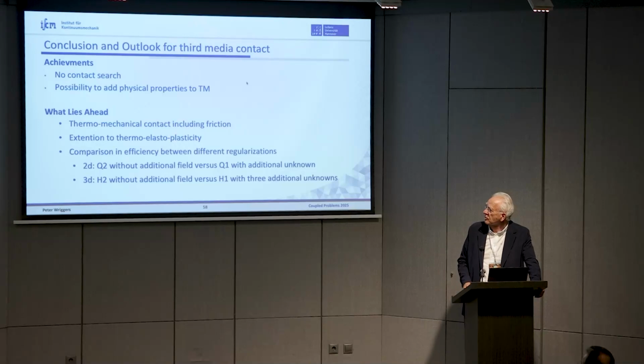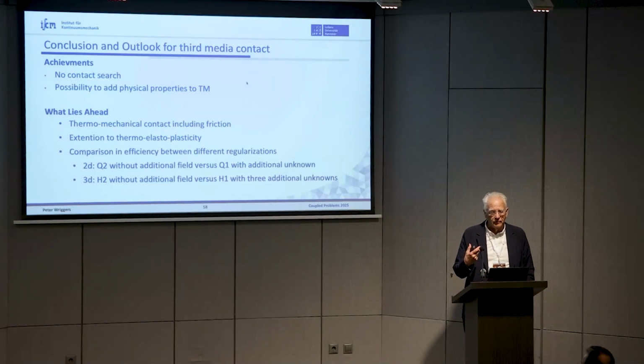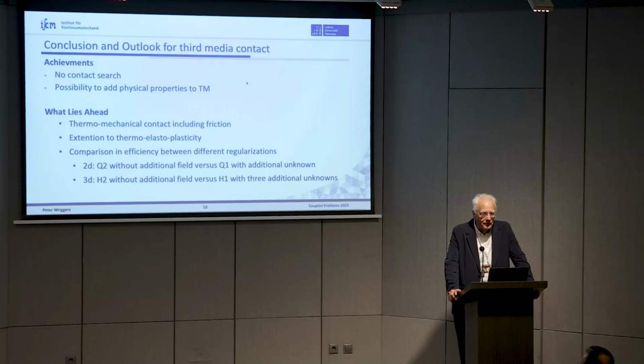Can do extension to plasticity, and I'm always concerned with fast codes, so I actually want to compare the efficiency between different regularizations. Either take a Q2 without additional fields versus a Q1 with additional unknowns. In the 2D case, this one works better, so it's faster. So there it's clear, but in the 3D case, I don't know. I have not coded this one, so I cannot tell you. But this is maybe next week anyway.